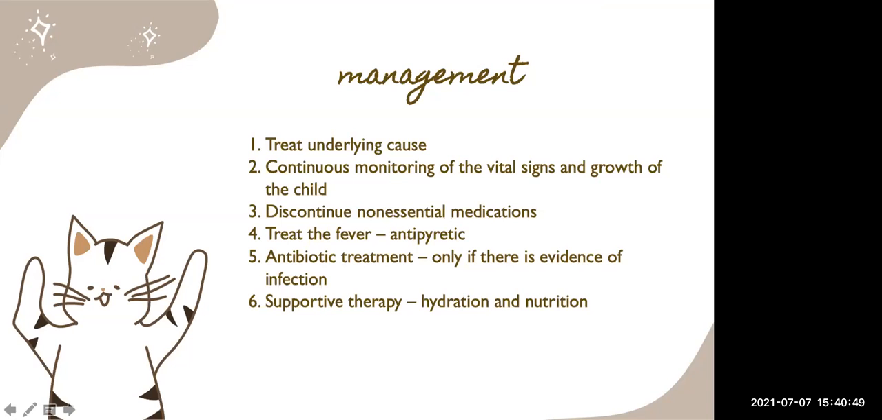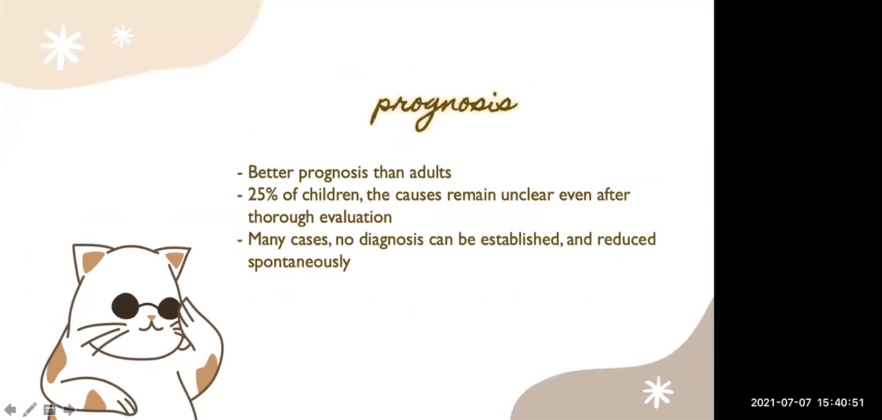Okay, and next for the prognosis. Generally, children have a better prognosis compared to adults, and in 25% of children, the cause remains unclear even after we thoroughly evaluate them. In many cases, no diagnosis can be established, and some might resolve spontaneously.